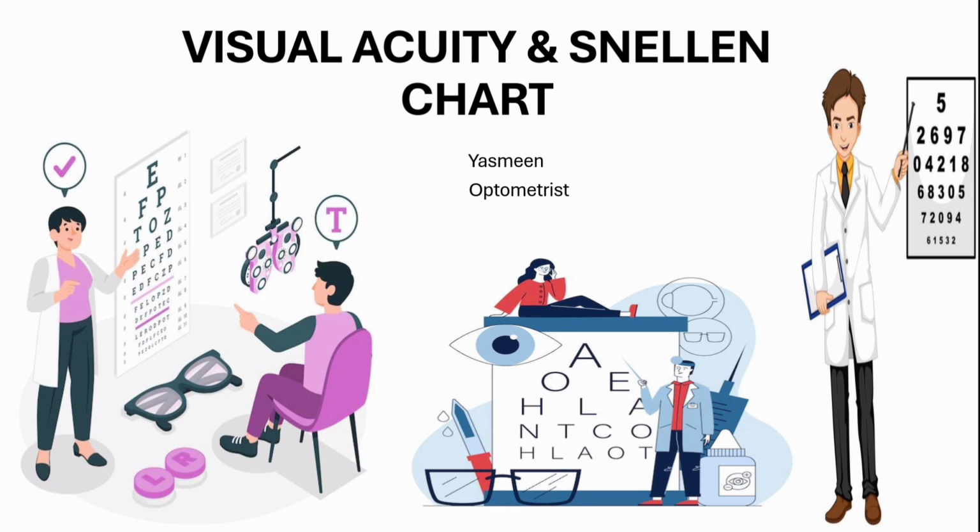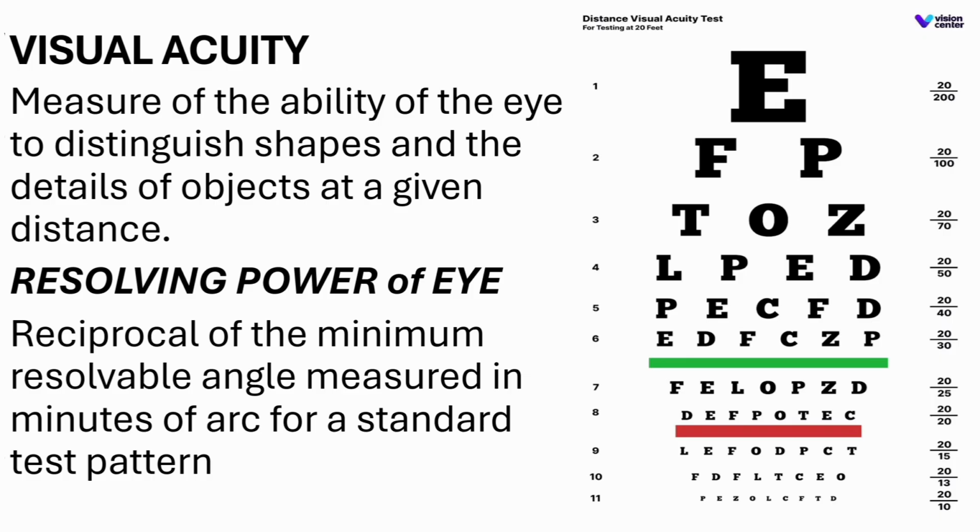Today the topic is what is visual acuity and the components of visual acuity. What is the Snellen chart and the LogMAR chart? Let's learn with me. Now, what is visual acuity? Visual acuity measures the ability of the eye to distinguish shapes and the details of objects at a given distance. It is the resolving power of the eye, the reciprocal of the minimum resolvable angle measured in minutes of arc for a standard test pattern.